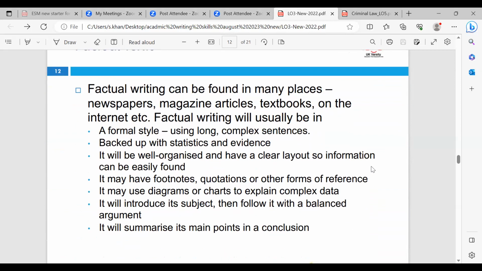Factual writing can be found in many places: newspapers, magazine articles, textbooks, on the internet, etc. Factual writing will usually be a formal style, so using long, complex sentences. It's backed up with statistics and evidence. It may have footnotes, quotations, or other forms of reference. It will be well organized and have a clear layout so information can be easily found. And it may use diagrams or charts to explain complex data. It will introduce its subject, then follow it with a balanced argument, and it will summarize its main points in a conclusion.